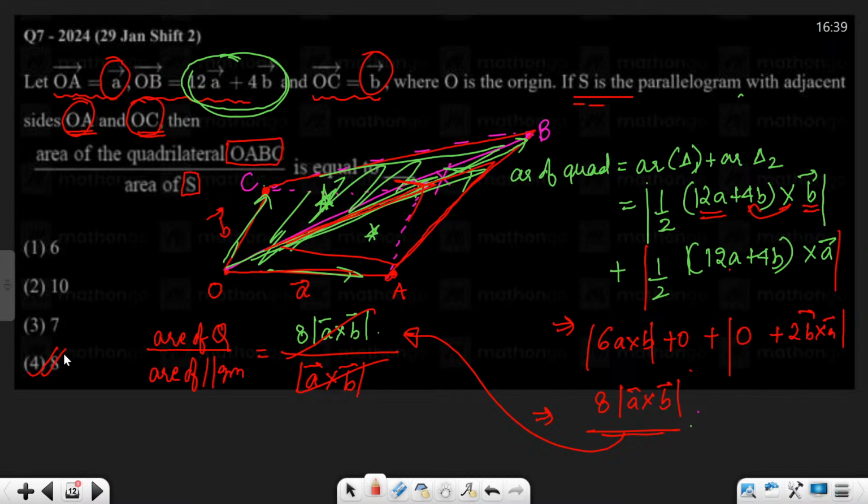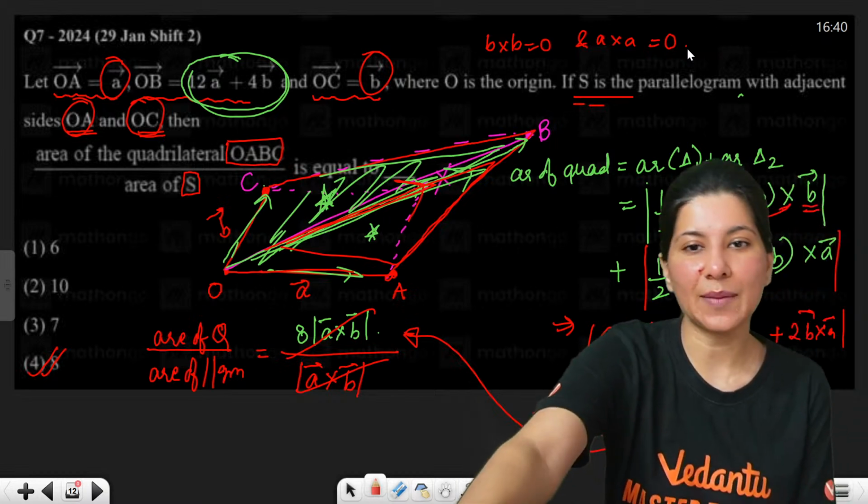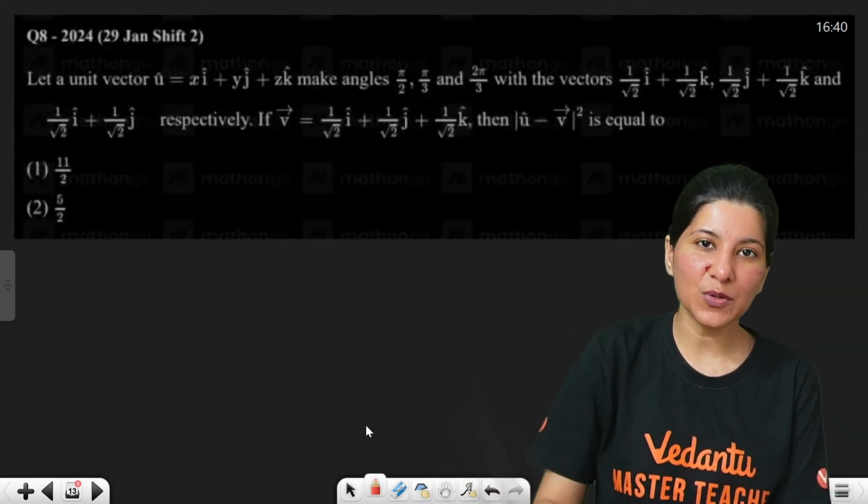Yes, B cross B is 0. Understand, B cross B is 0 and A cross A is 0. Yes, Gina, now it's clear. Everybody? Yes, yes. Vector chapters is absolutely important. Why not? Why do you want to leave that?